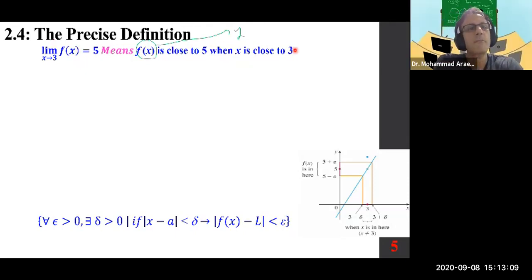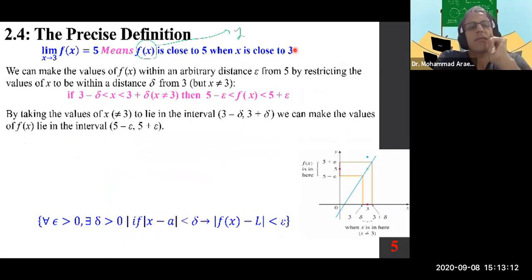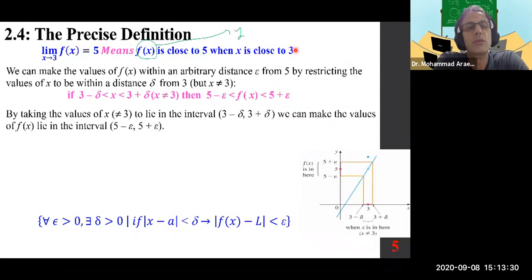Okay. So when we can make the values of f of x within an arbitrary distance of epsilon from 5 by restricting the values of x to be within a distance delta from 3, but not equal, and that's the case. So if x is between 3 minus delta and 3 plus delta, because remember, that's the absolute value, class. Absolute value of x minus a is less than delta. Take a look at this one. I hope everybody remembers how this thing works. It's an absolute value, right? So that means x minus a is between negative delta and positive delta.